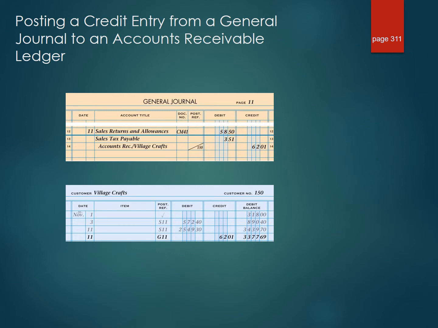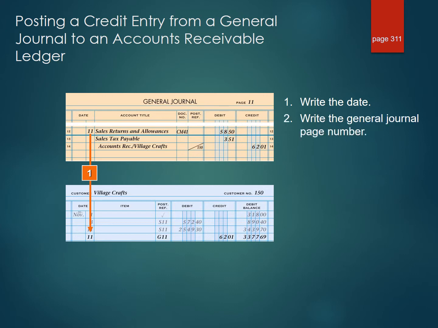Posting a credit entry from a general journal to an accounts receivable ledger. First, we will go to our general journal. On line 14, we have a transaction for accounts receivable / Village Crafts for $62.01. We need to first post this to our customer account. To do this, we will go to our customer account and write the date, followed by the general journal page number in the post reference column.